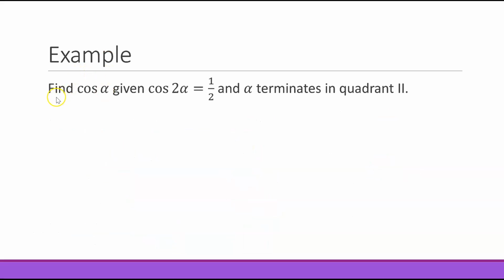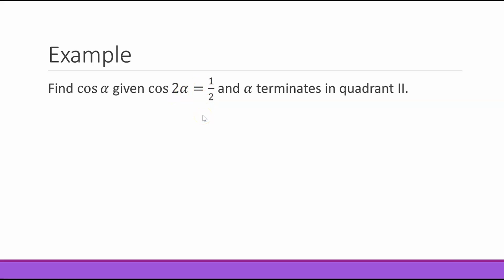In this example, I want to find cosine alpha given cosine 2 alpha is equal to 1/2 and alpha terminates in quadrant 2. So this is just a fancy way of saying alpha is in quadrant 2. So we want to find cosine alpha, and we're given cosine 2 alpha is equal to 1/2.